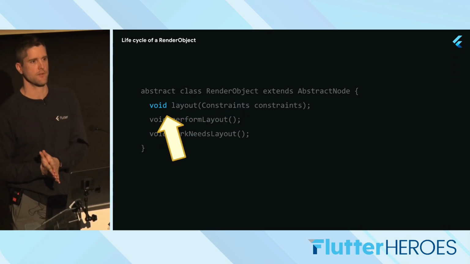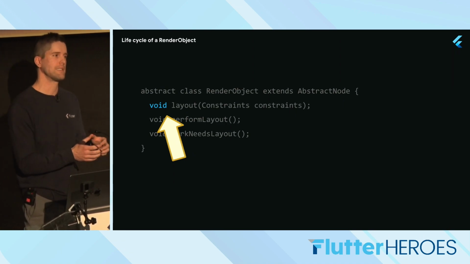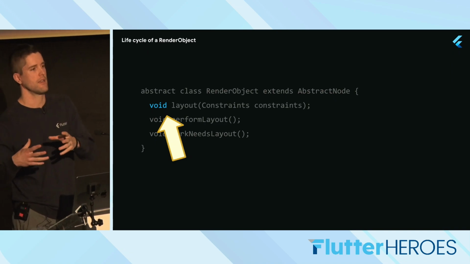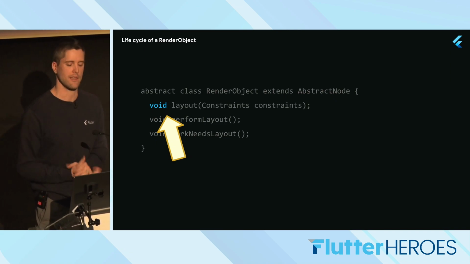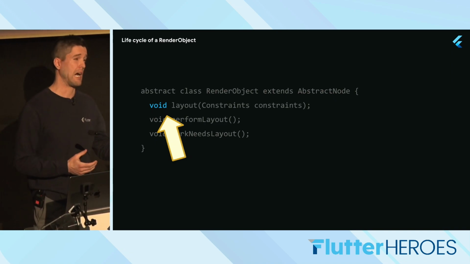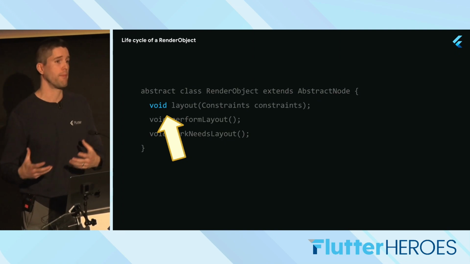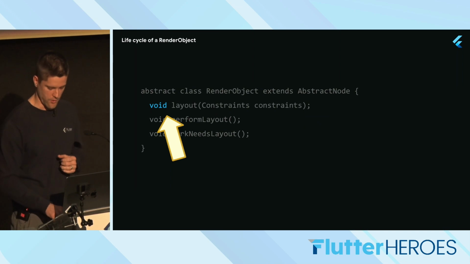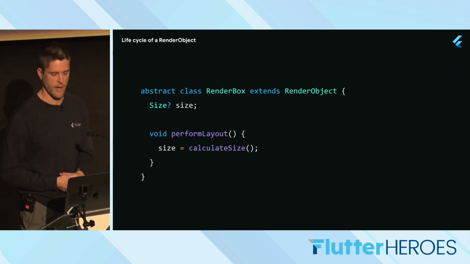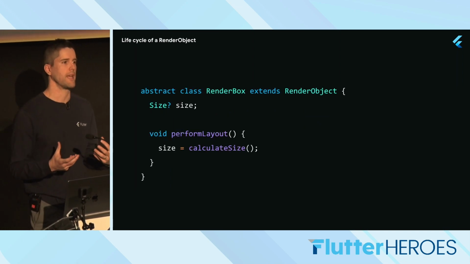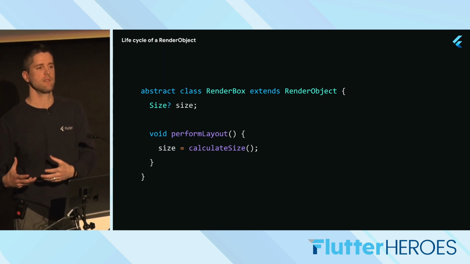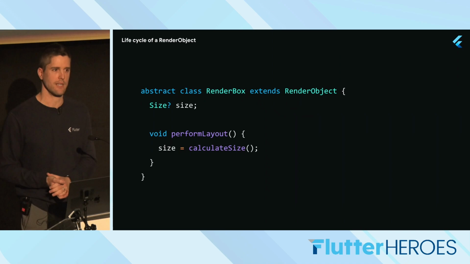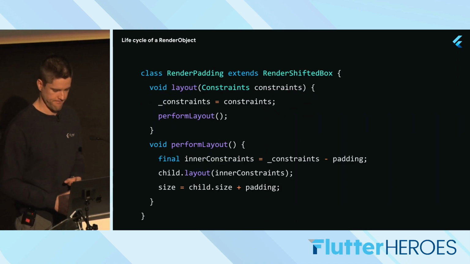Now, the reason that the layout signature returns void instead of any sizing information is that this allows descendant classes of RenderObject to have radically different layout protocols. By far the most common of these descendants is called RenderBox, and that just assumes that you want Cartesian coordinates, or standard XY coordinates. So for RenderBox, the job of perform layout is to figure out how much space that piece of the UI is going to require, and then save that information in the size attribute.